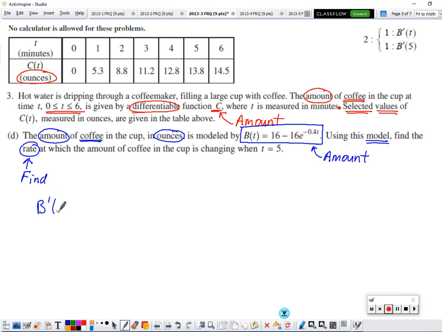So B prime of t is going to equal, derivative of 16 is 0. 16 is a multiplying constant. Derivative of e to some exponent is e to that same exponent, multiplied by the derivative of that exponent. That's 1 point. I'm supposed to find B prime at time equal 5, so all I have to do is plug in. I don't have to do any simplification, so I won't, otherwise I risk a mistake.